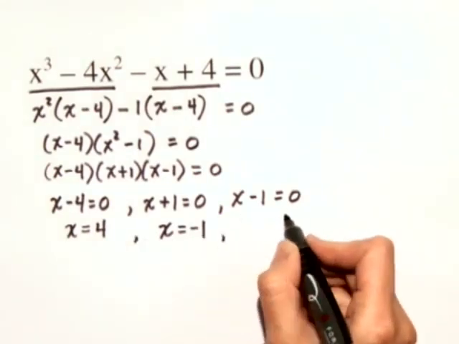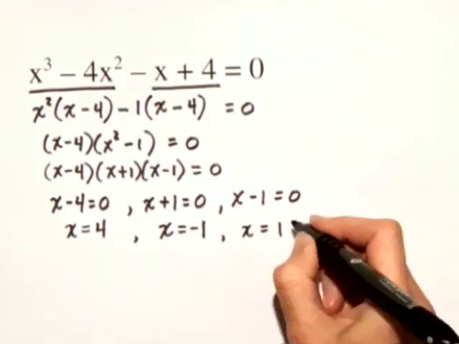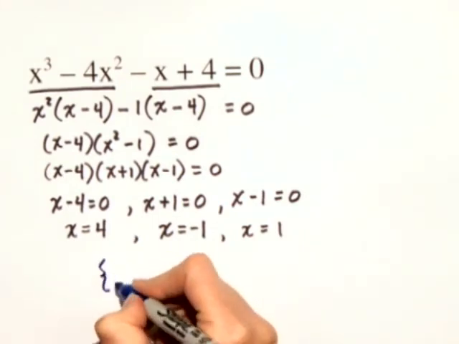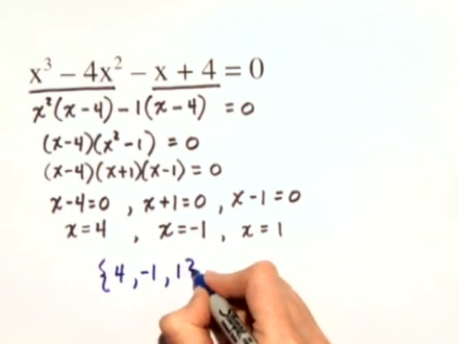And for our third equation, solving x minus 1 is equal to 0, we get x is equal to positive 1. So our solution set is the set containing 4, negative 1, or positive 1.